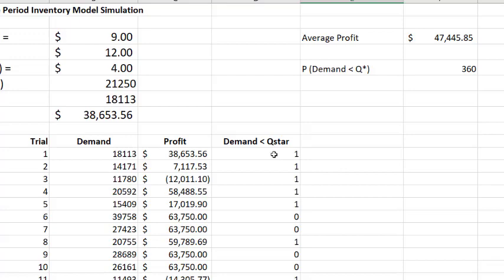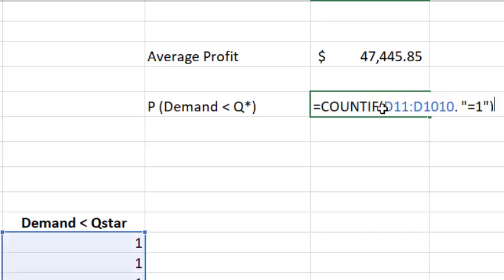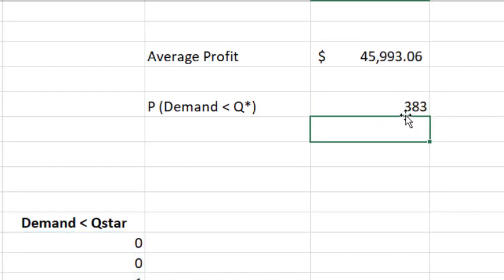Next, I will count the number of ones that have occurred here. For that, we will go to this cell, and I had already entered the formula. We say COUNTIF D11 to D1010, which is almost 1,000 rows, if the value is 1, and that gives us the count. And in this case, we get 383. So notice that in 1,000 trials, 383 times we have demand less than or equal to order quantity. The probability of that is 383 divided by 1000, which is about 0.38.